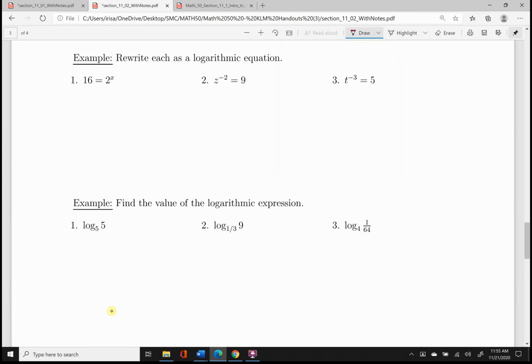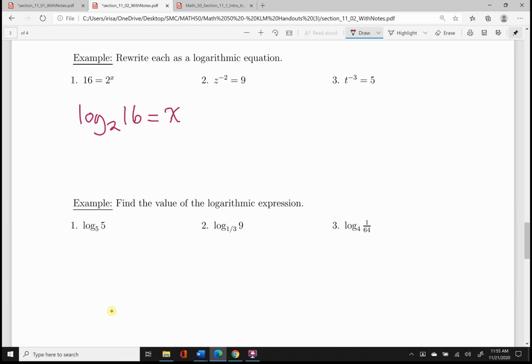Okay, so the base is the base, so that means that this should be log base 2, because the base of the exponential is 2. The exponential expression is always equal to the argument, so that's what goes inside of the log, and the log is equal to the exponent, which in this case is x.